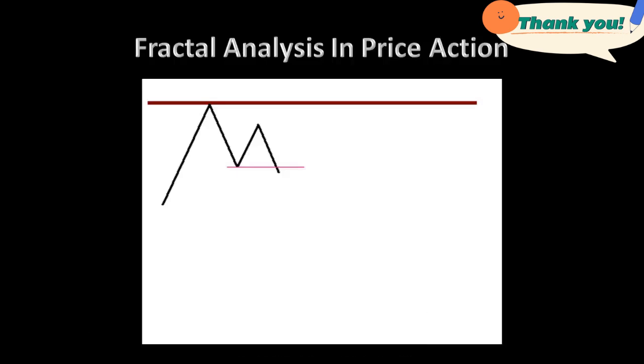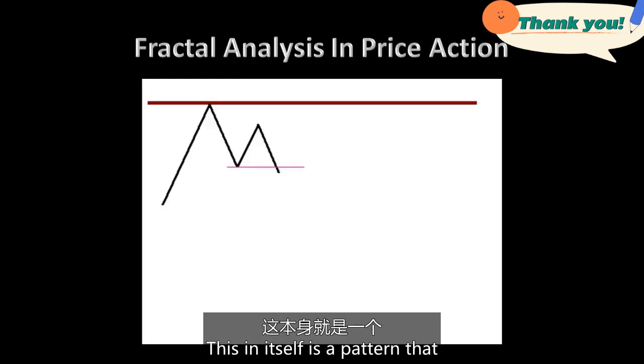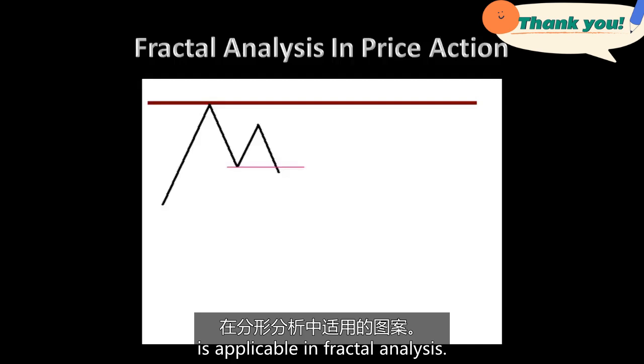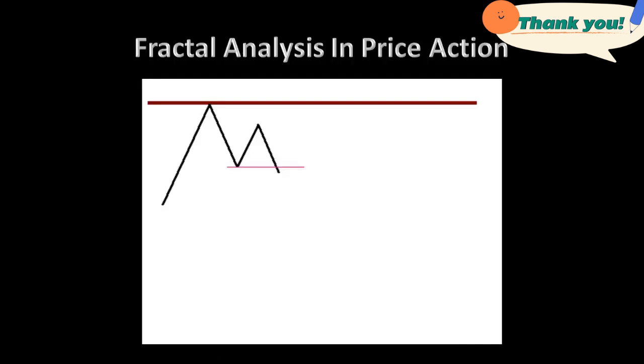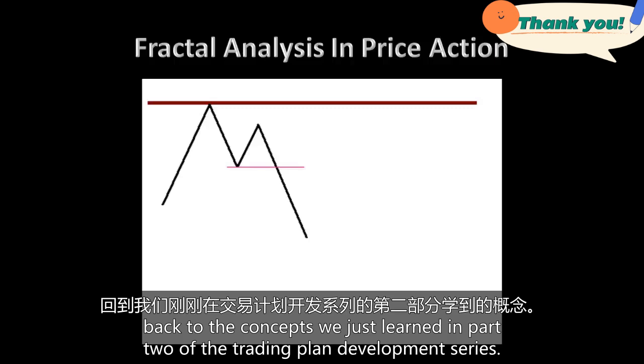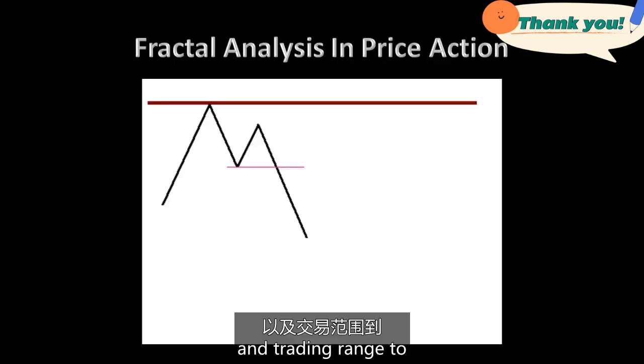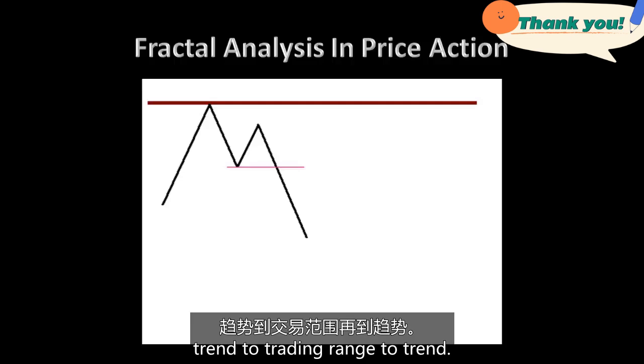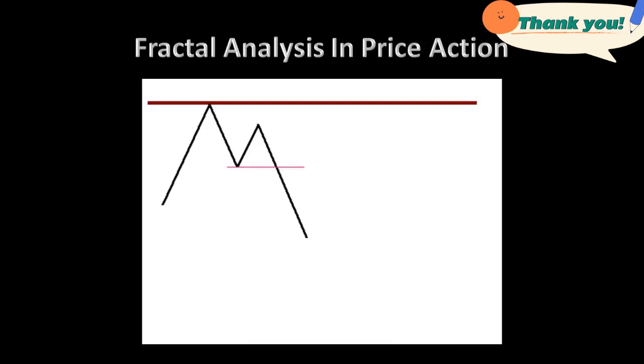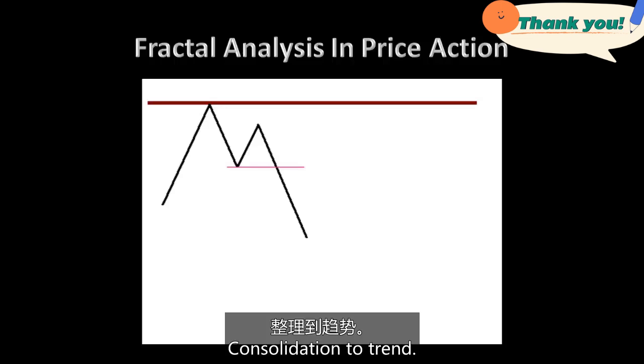The market broke down. Okay, in itself, this is a fractal. Look at this pattern right here. This in itself is a pattern that is applicable in fractal analysis. As price breaks down and moves further lower, go back to the concepts that we just learned in part 2 of the trading plan development series: range contraction, range expansion, and trading range to trend to trading range to trend. Okay, so consolidation to trend, consolidation to trend.